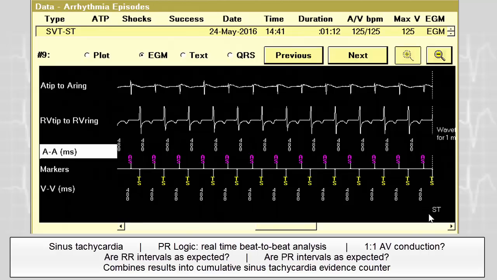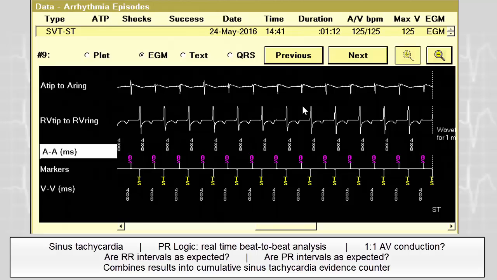For the diagnosis of sinus tachycardia with the PR logic, there are different steps. The first one is to confirm that this is really a 1-to-1 tachycardia, and for example, that there is no far-field R-wave oversensing at the level of the atrial channel. This is the case in this patient.